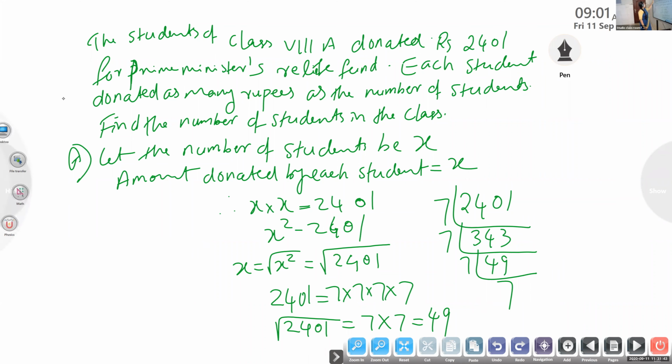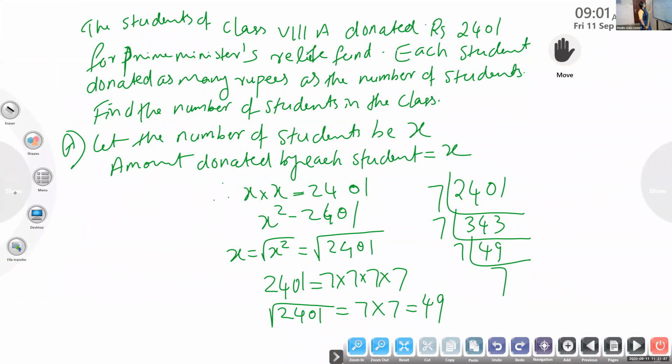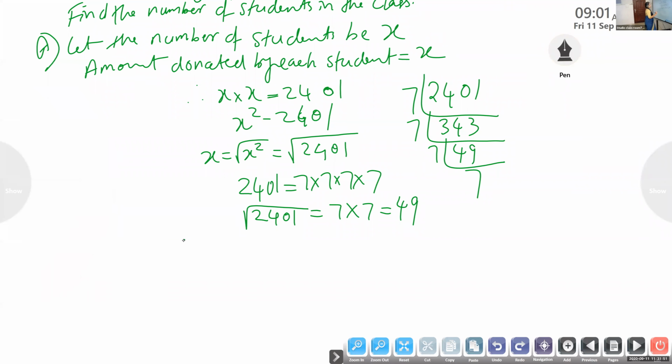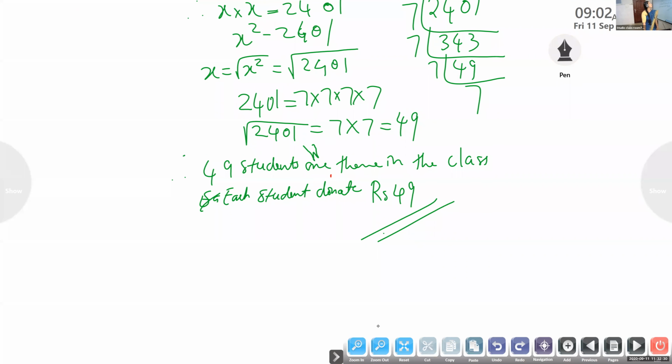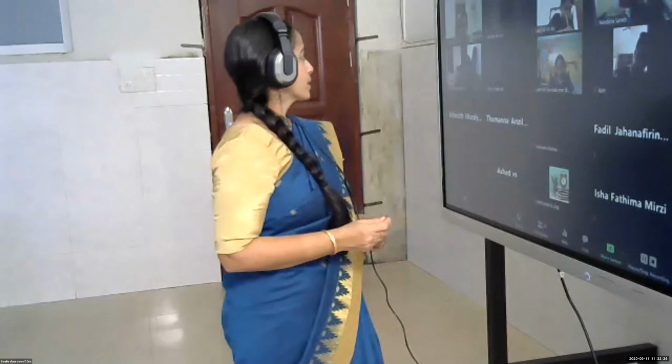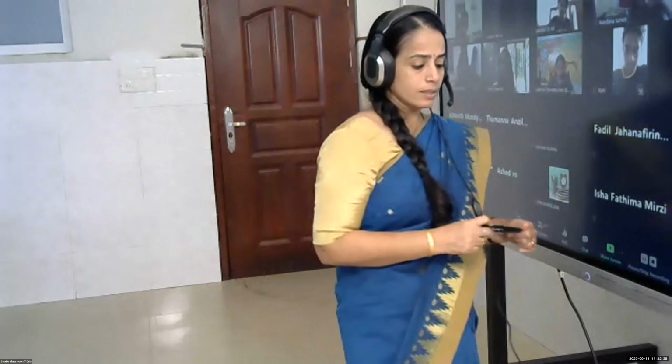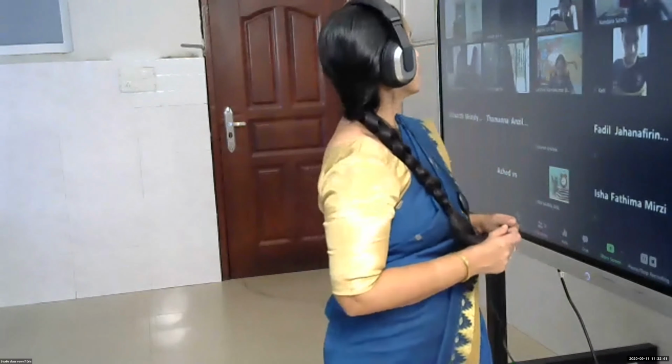So there are 49 students in the class, and each student donates rupees 49.